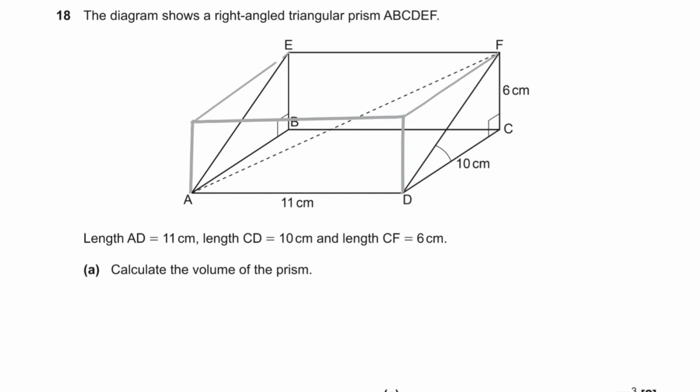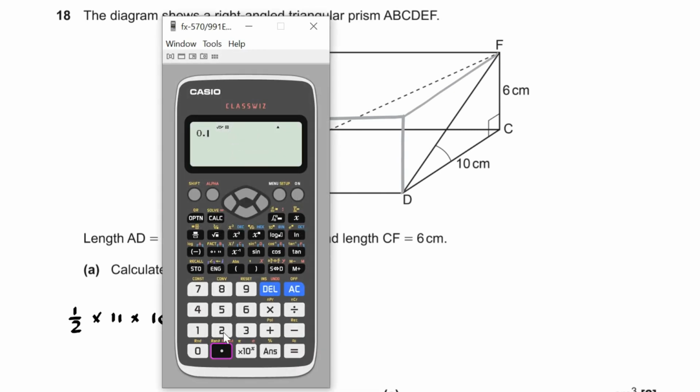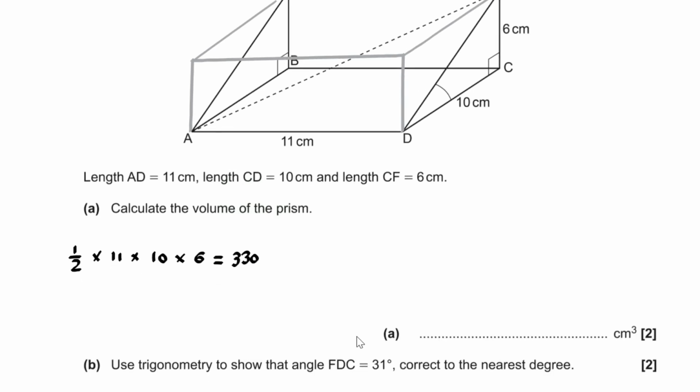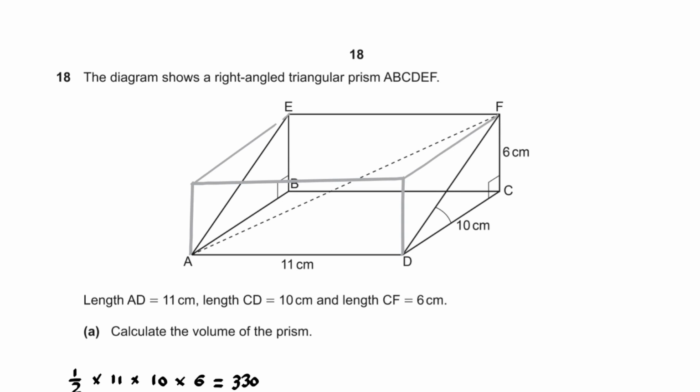So therefore, for the volume, we'd have 1/2 times by 11 times by 10 times by 6. So if we work this out, 1/2 times by 11 times by 10 times by 6, that's 330. So we have 330 centimeters cubed. So hopefully that makes sense.